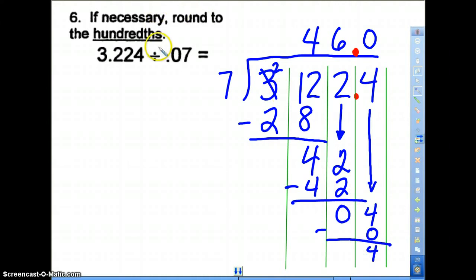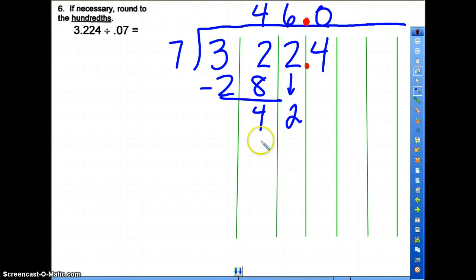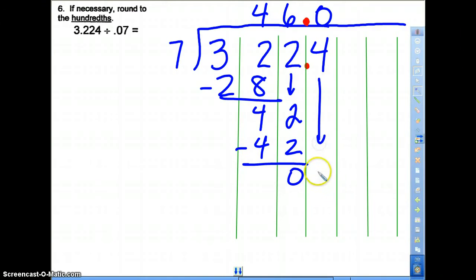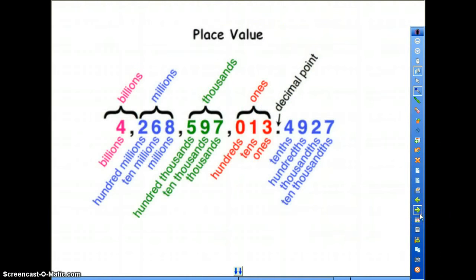Okay? Now, we're not done. Come back up here. It says round to the hundredths place. Do you remember where the hundredths place is at? All right, the hundredths place. A lot of kids forget this is a rounding problem. Not only do you have to divide, you have to know how to round. Where is the hundredths place?